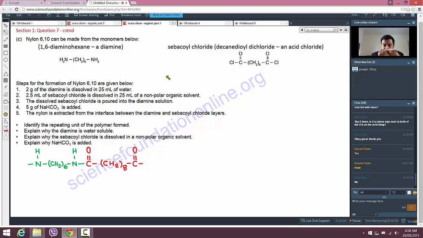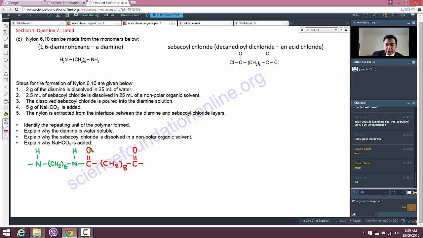The third bullet point, explain why the sebacoyl chloride is dissolved in a non-polar organic solvent. I already answered that along the way, because it will react violently with water, where the Cls will get replaced as OH groups to produce alkanoic acid groups. But we want that Cl there so it can react with this NH2 group to form the amide link.